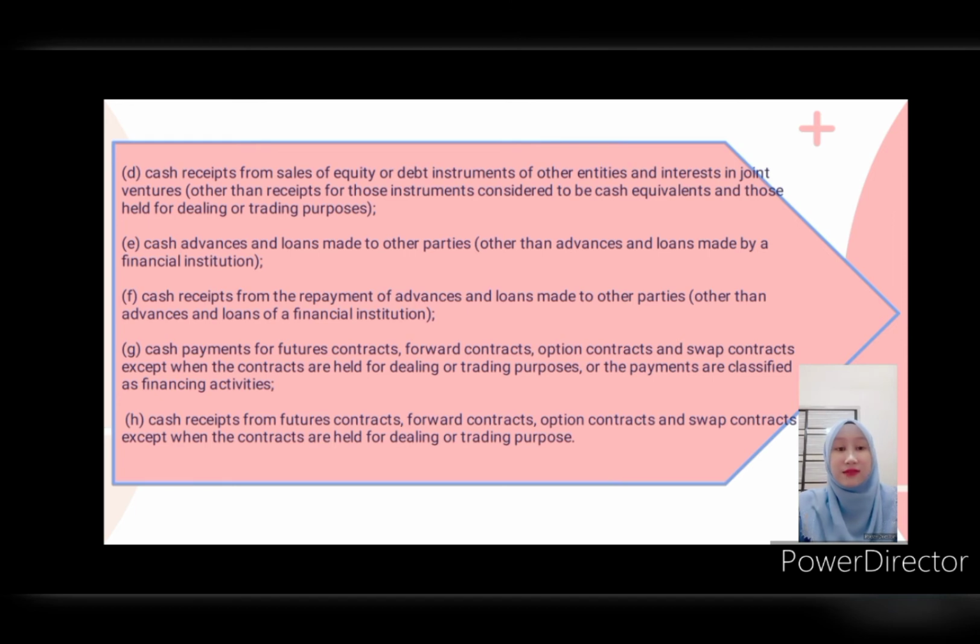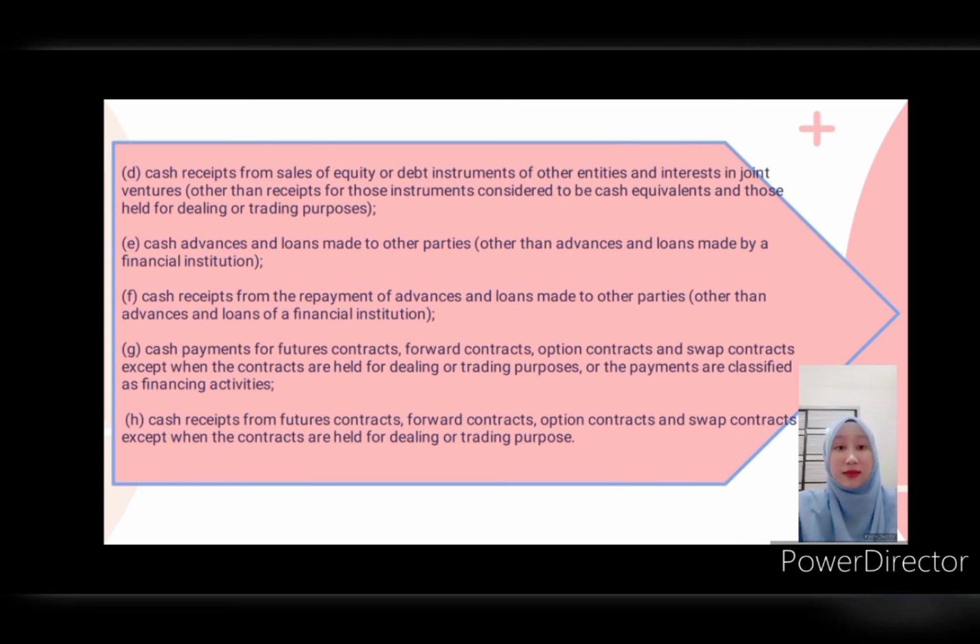E. Cash advance and loans made to other parties other than advance and loans made by a financial institution. F. Cash receipt from the repayment of advance and loans made to other parties other than advance and loans of a financial institution. H. Cash receipts from future contracts, forward contracts, option contracts and swap contracts, except when the contracts are held for dealing or trading purpose.